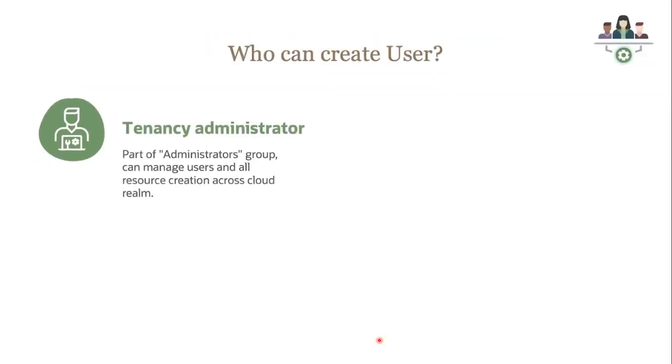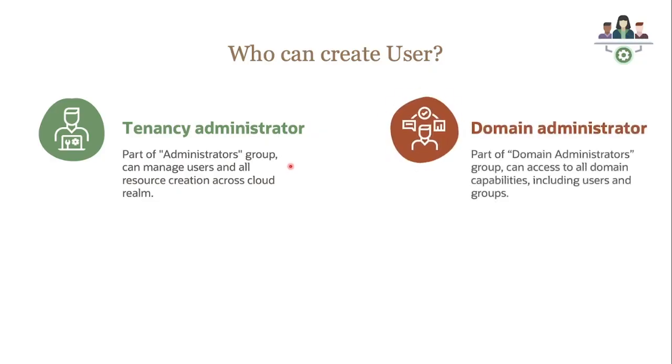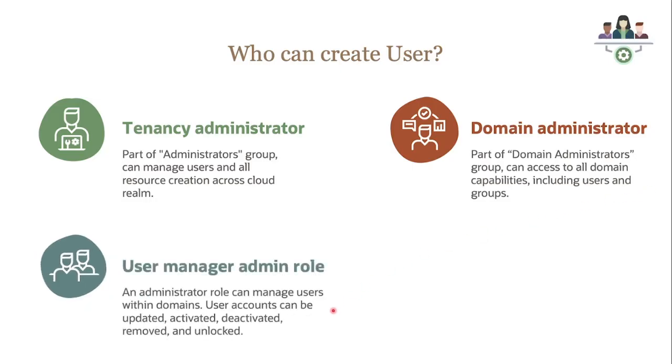First is your tenancy admin, who has permission to manage all the resources in your tenancy. So he can manage users, groups, and all related identity components in your tenancy. Second is your domain admin, who is a part of the domain admin group and can manage all the capabilities of that particular domain, including users and groups. Then the domain admin can also assign administrator roles to a particular user, such as the user manager admin role. Now this user can also manage users and groups within that domain. And we will see this in more detail.